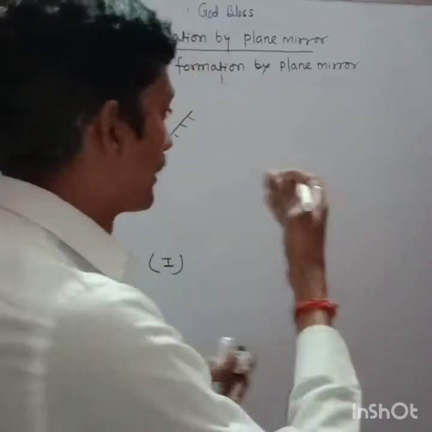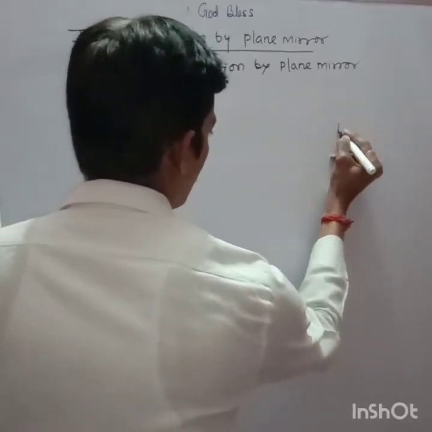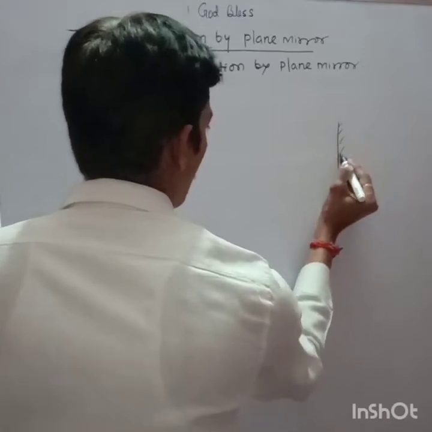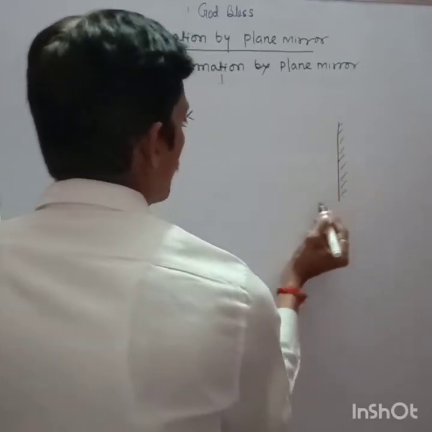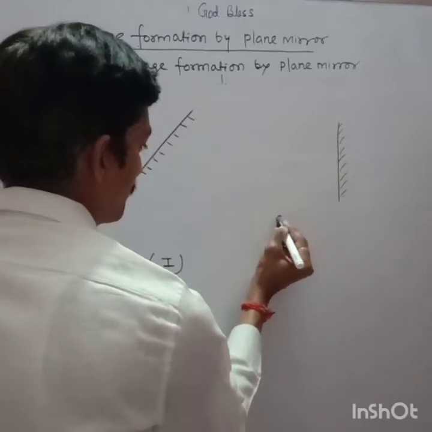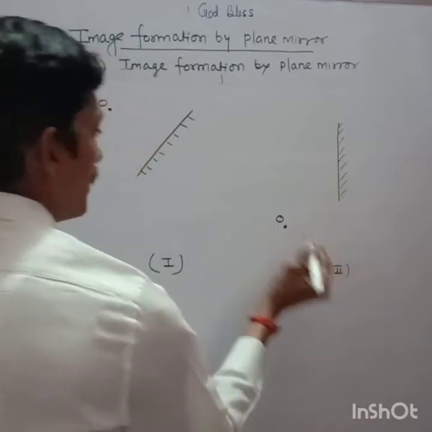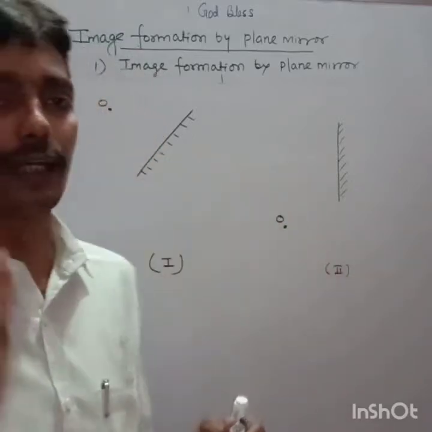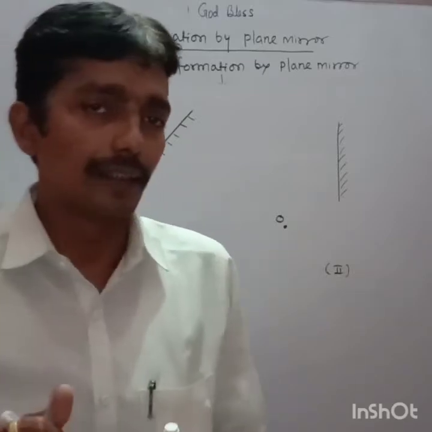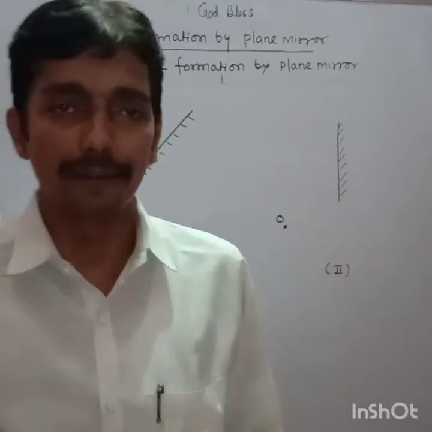For example, look at this diagram. Suppose this is the mirror kept. This is the plane mirror given to you, and say the point object is kept here. This is my second figure. Please watch this video carefully, then only you'll be able to know what the tricks are to form the image while using the plane mirror.